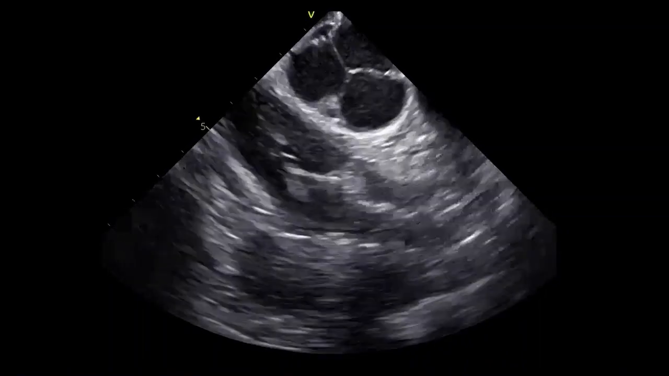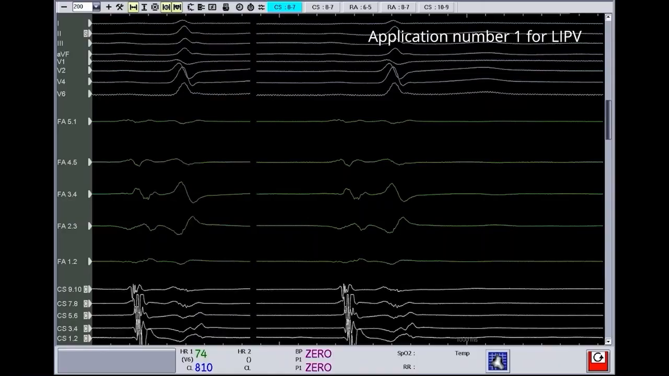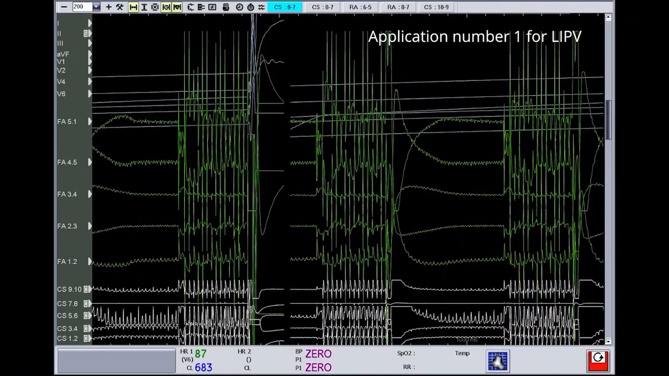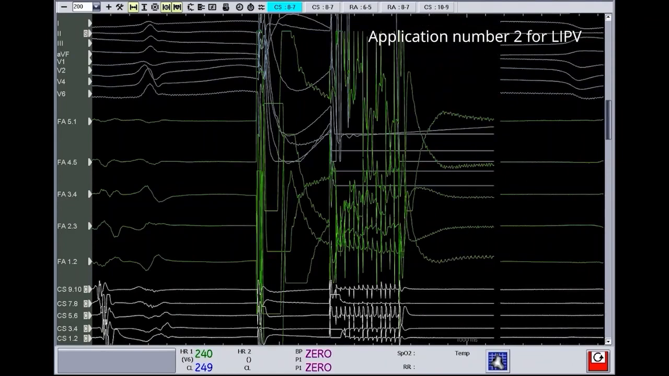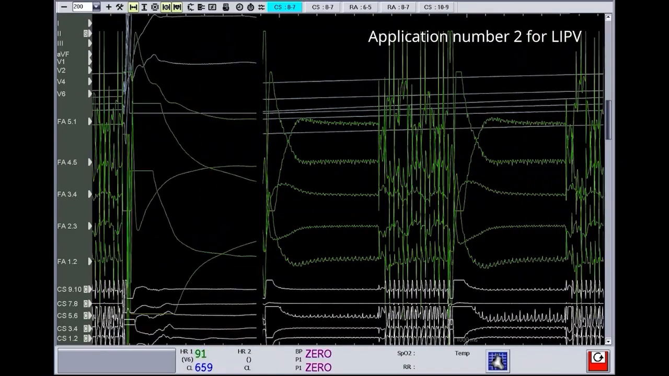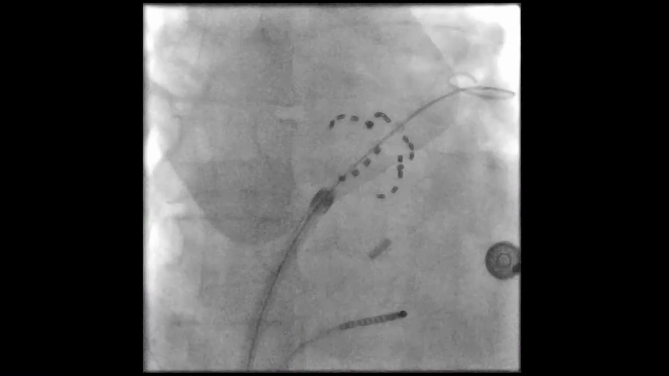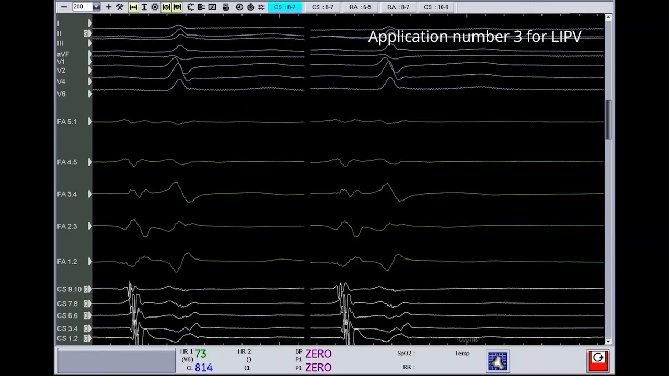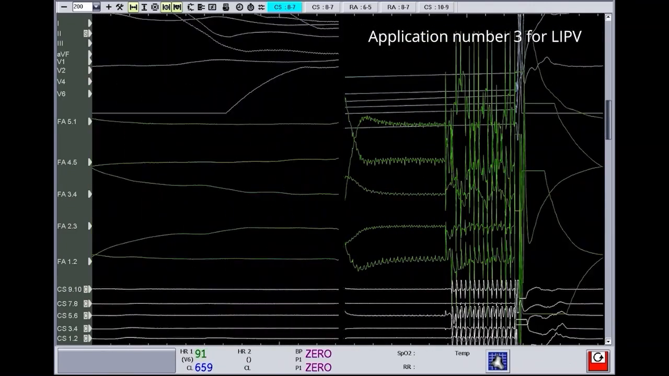Again, the position is optimized based on the ICE image and fluoroscopy. Two applications are delivered with basket configuration. Then the catheter is rotated about 30 degrees and checked on ICE. Two applications are delivered in this position.